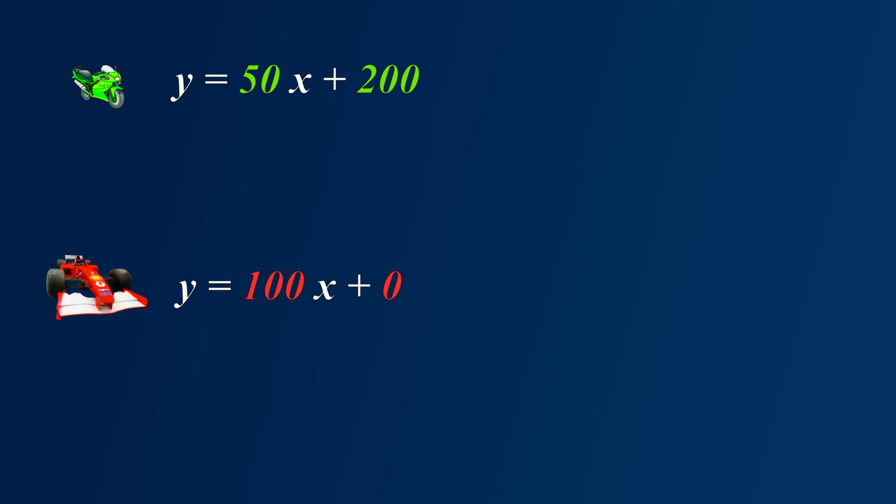The equation for the car is y equals 100x plus 0. X is the time in seconds, y is the distance travelled in metres. The 100 means that the car has a speed of 100 metres per second, that's 360 kilometres per hour. The 0 means that the car starts right on the start line.